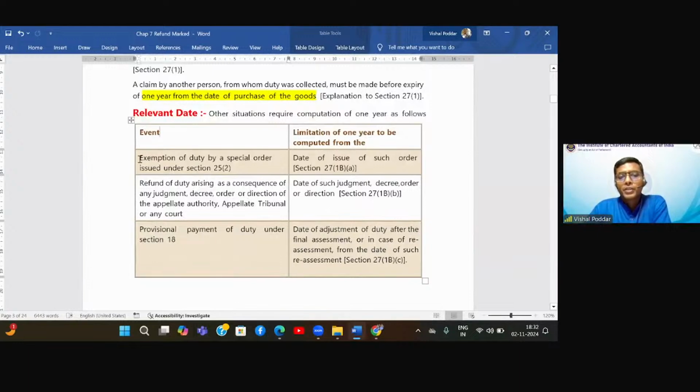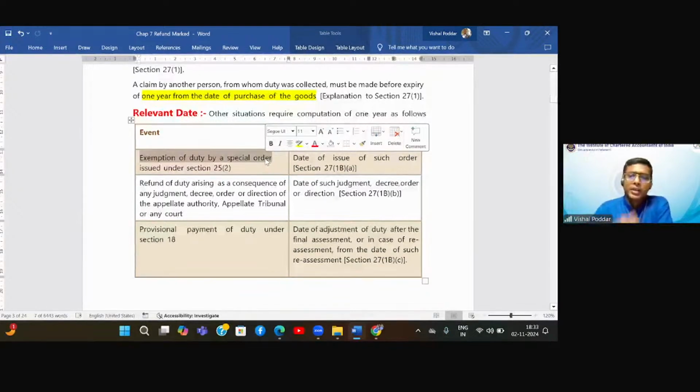So the first special scenario is exemption of duty by a special order. So what it means, let us say you have paid some duty. Later on, you get to know that the government has passed a special order by which they have exempted this duty, and this order says that this duty exemption will apply from a particular date, and you have already paid duty after that particular date. It means your case is fitting in this particular exemption.